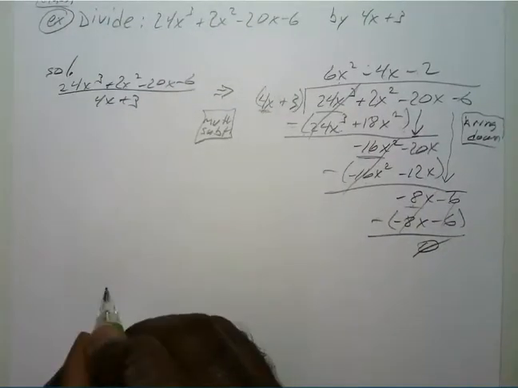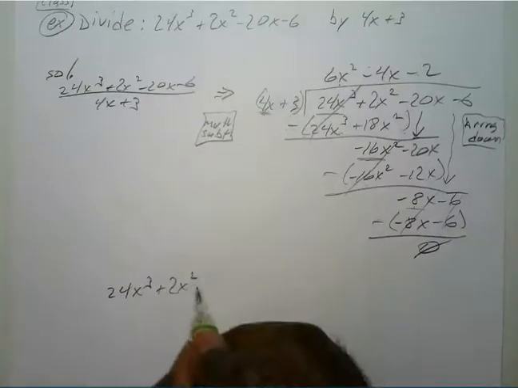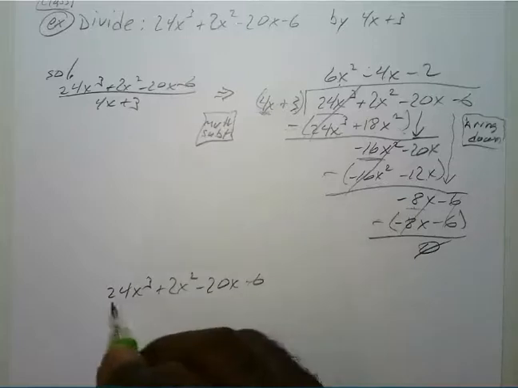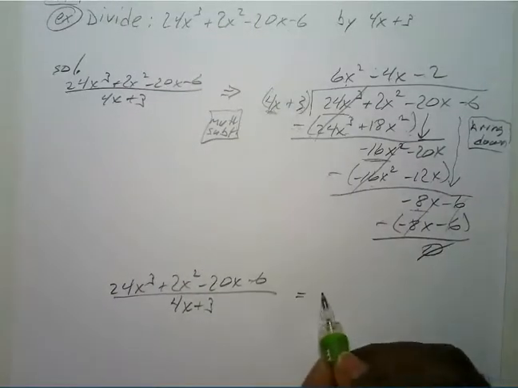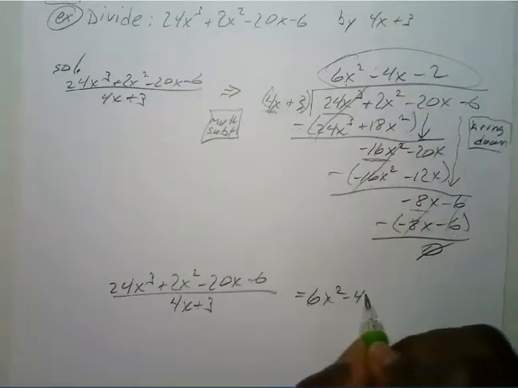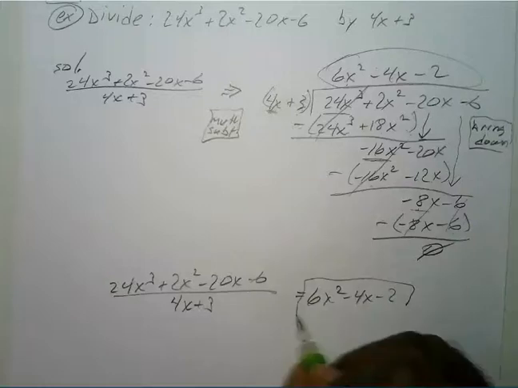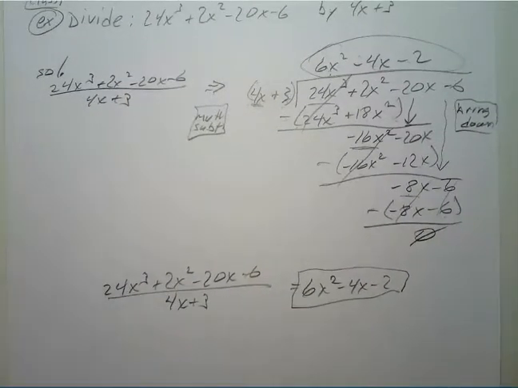So this lets us know that 24x to the third plus 2x squared minus 20x minus 6 divided by 4x plus 3 is equal to 6x squared minus 4x minus 2. All right. So if you are still writing, feel free to press pause. But we're going to go ahead and do one more example. Well, not one more, but another example.